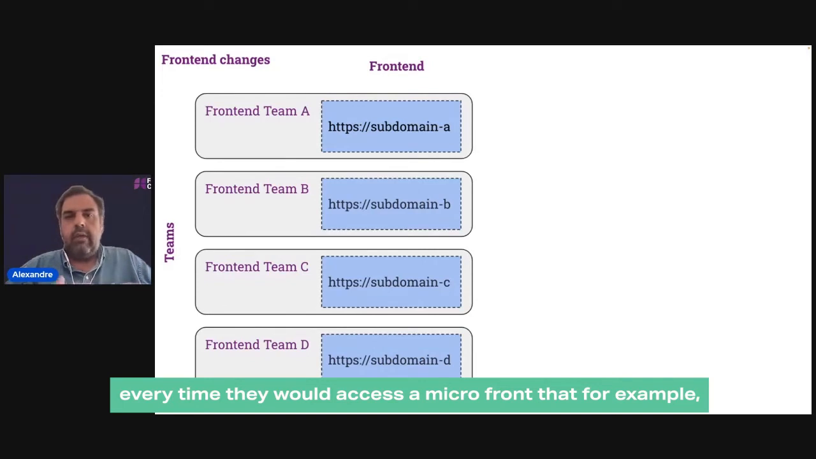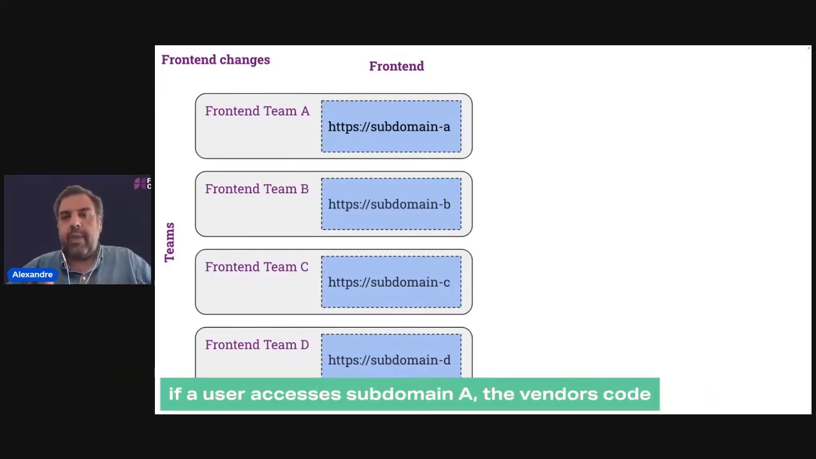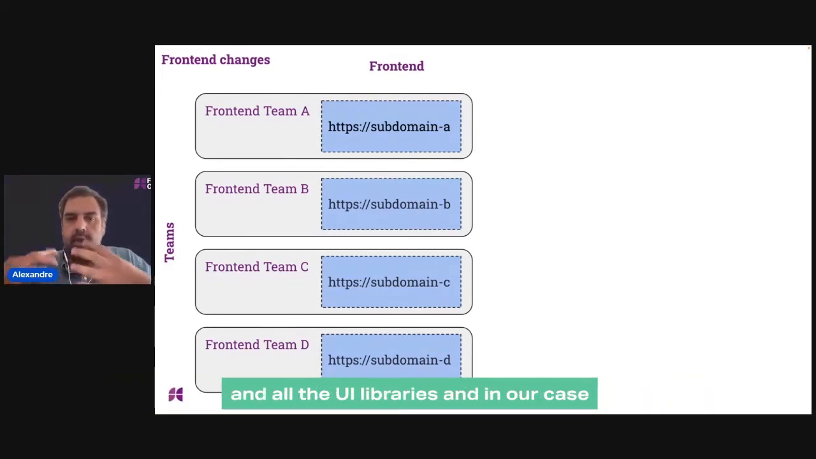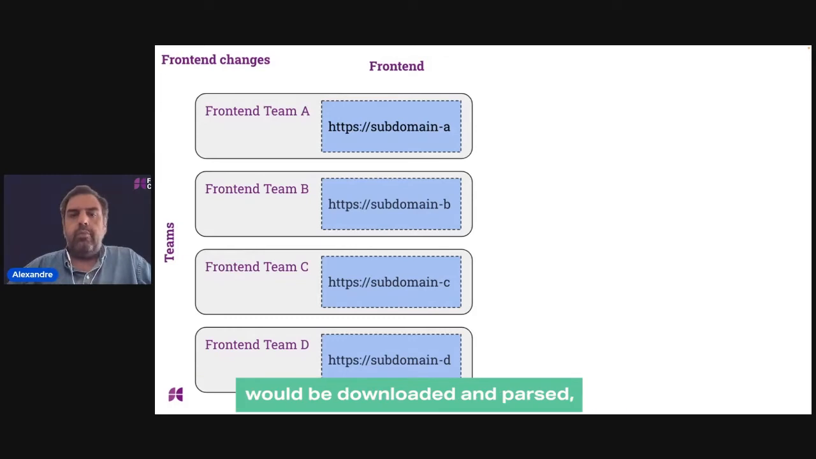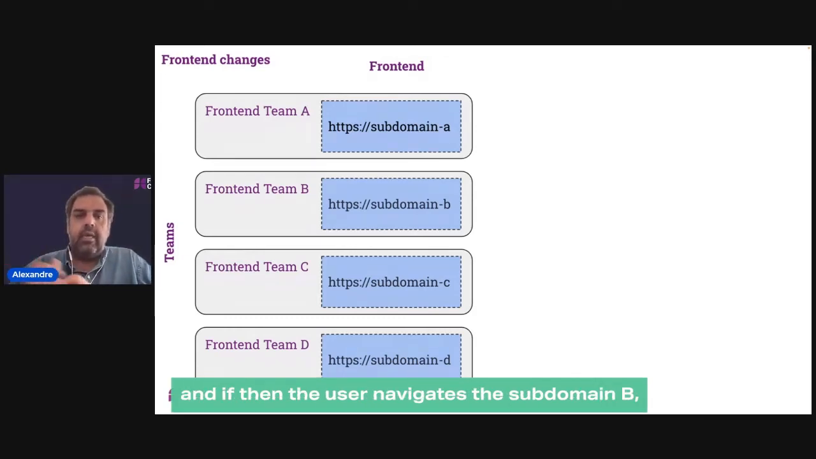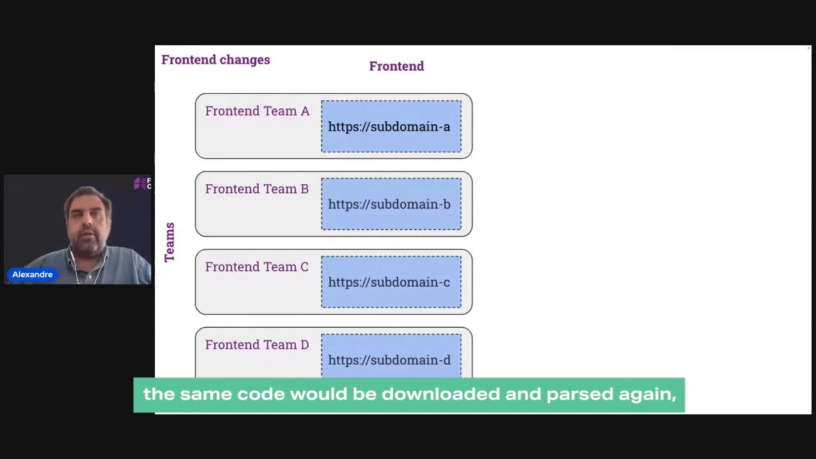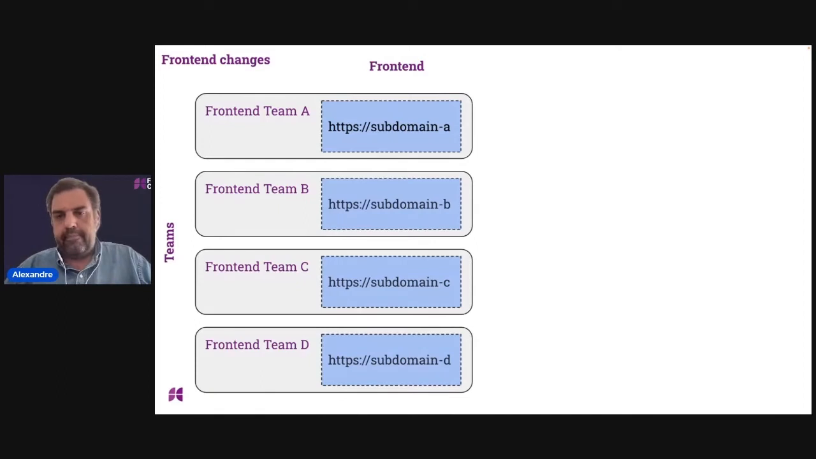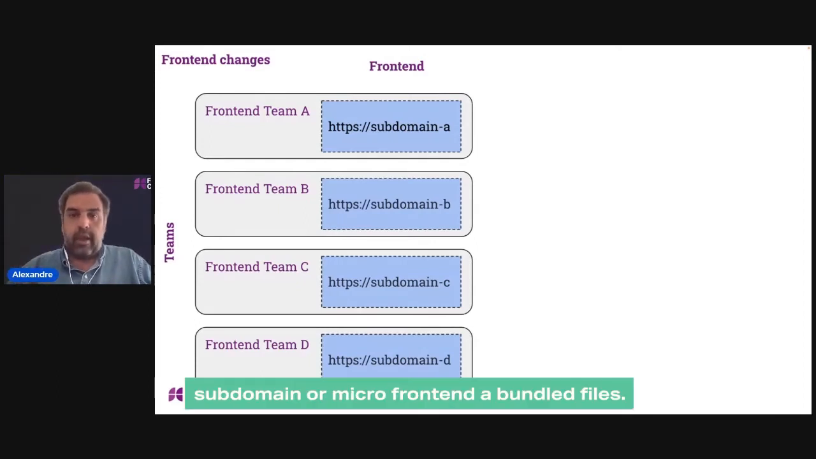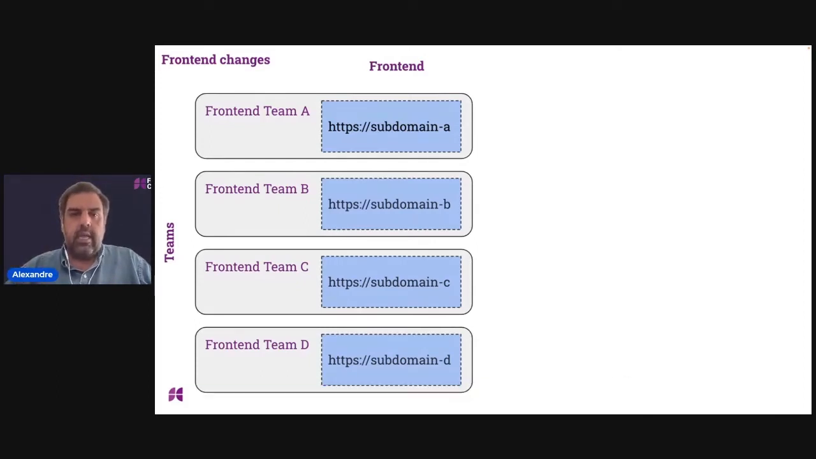For example, if a user accesses subdomain A, the vendor's code and all the UI libraries, and in our case the vendor's code is React and React DOM, would be downloaded and parsed. And if the user then navigates to subdomain B, the same code would be downloaded and parsed again, as this vendor's code would be in each subdomain or micro frontend's bundled files.